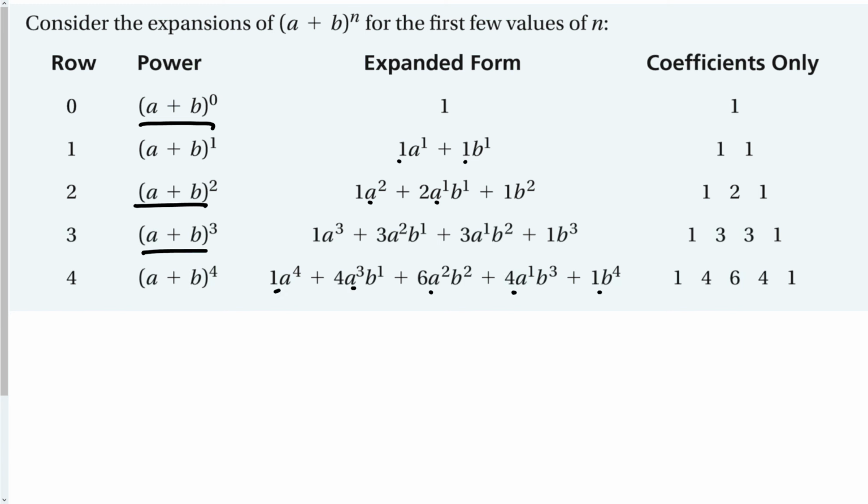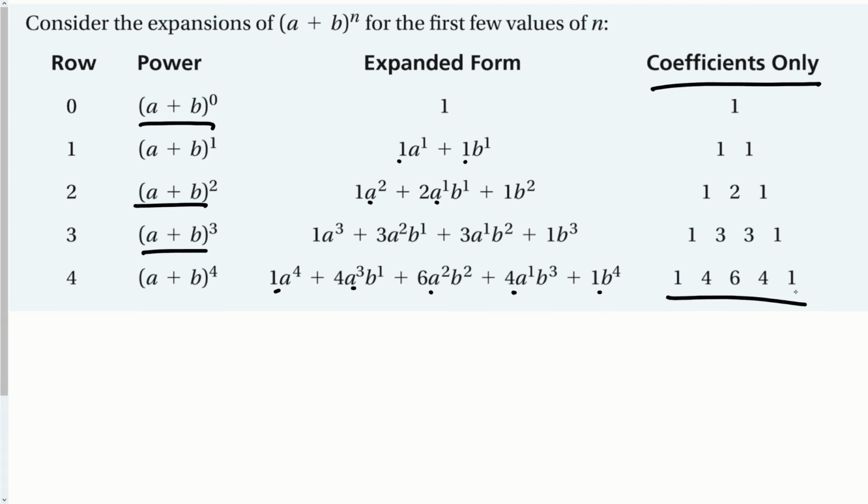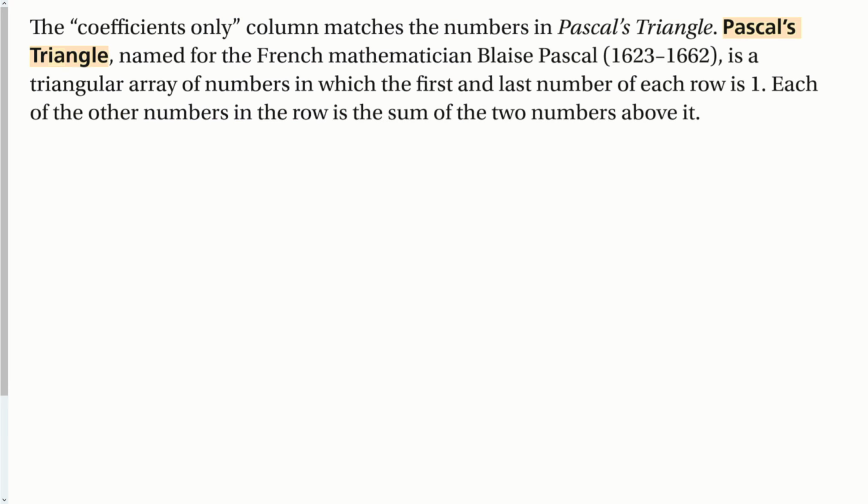Okay? And if we just look at the numbers in the front, the coefficients, we have this triangular array of numbers. This coefficients-only array right here is something called Pascal's triangle. And this is named after Blaise Pascal. It is a triangular array of numbers in which the first and last number of each row is a 1, and each of the other numbers is the sum of the 2 numbers above it.